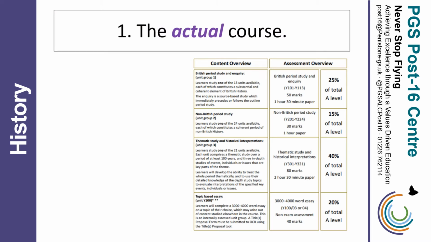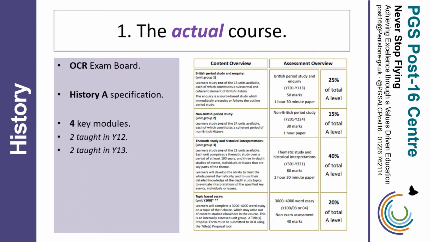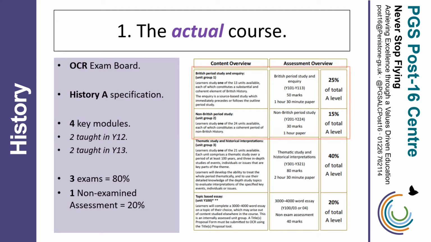This slide covers the actual course, and you can see on the screen the framework that OCR provides us with. There are 4 key components to the A-level course. As we've already said, we follow the OCR exam board History A specification. 2 of those modules are taught in Year 12 and 2 of them are taught in Year 13. It's 80% exam and 20% non-examined assessment, and I'll go through each of the course modules over the next few slides.